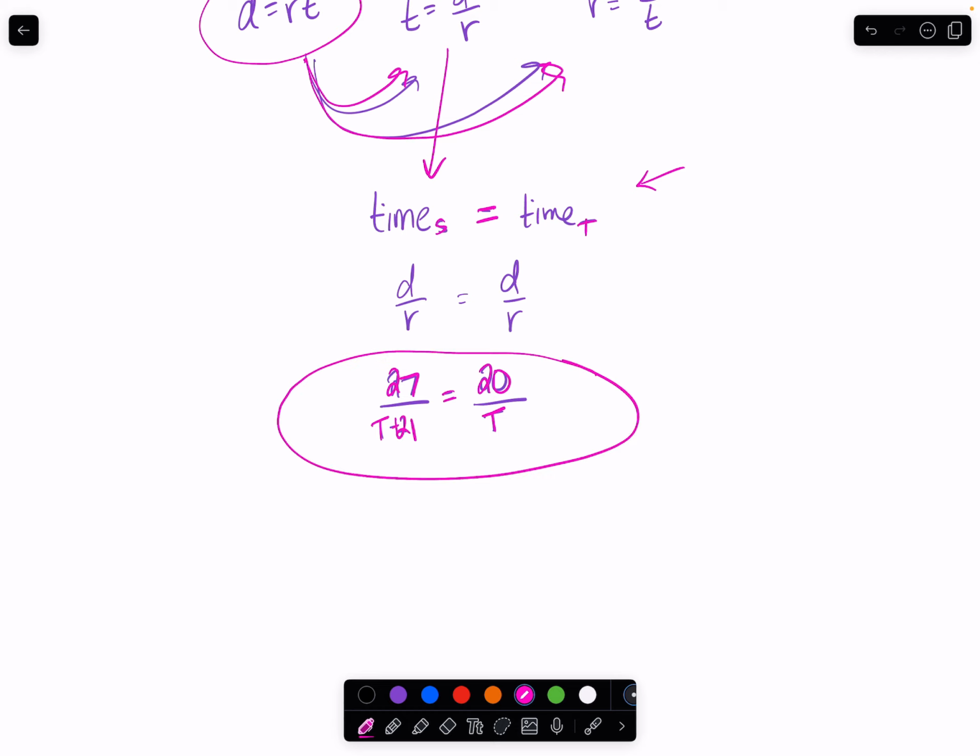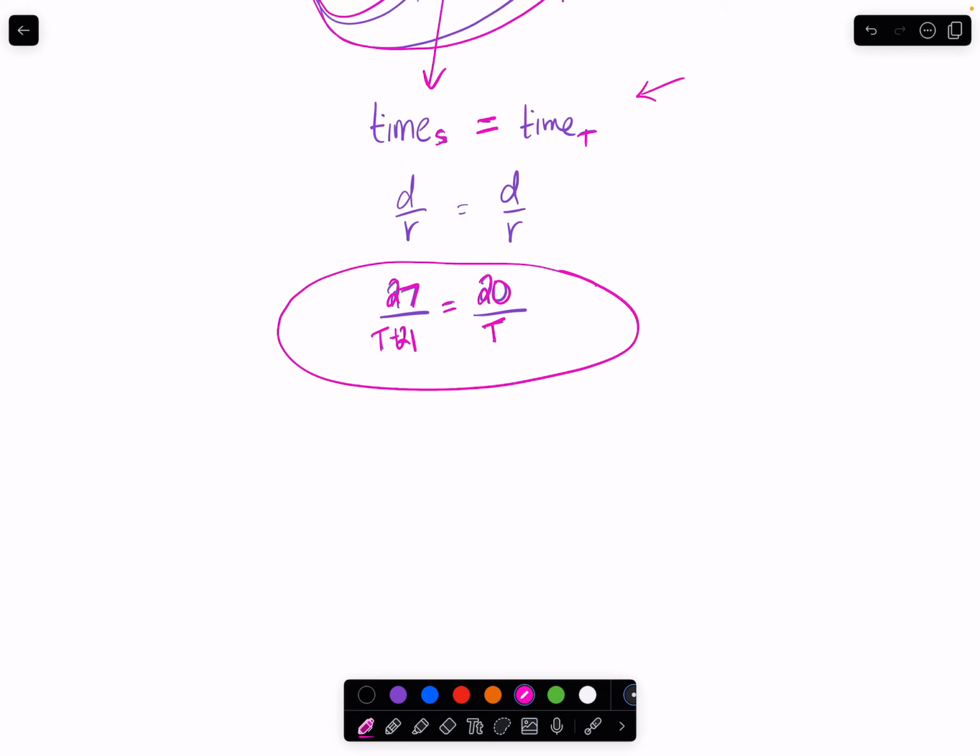So now I have this proportion, right? Two fractions equal to each other, and I can solve it by cross multiplying. I can say 27 times T is equal to 20 times (T plus 21). I can distribute, solve for T, and remember T is how fast Tracy went. And so if I need to figure out how fast Sarah went, then I can plug whatever T is in here and add 21 miles per hour to it. So hopefully that helps on this question.